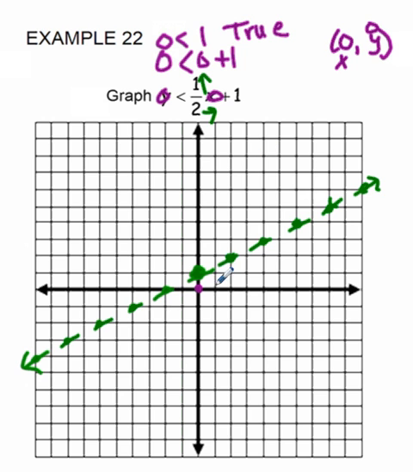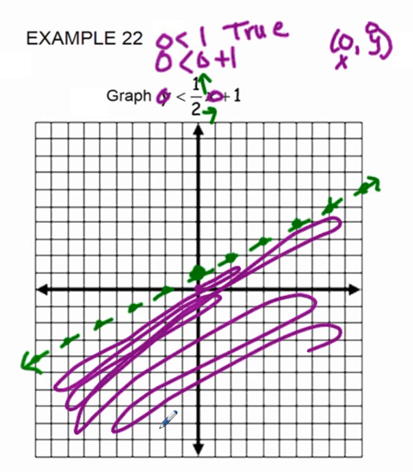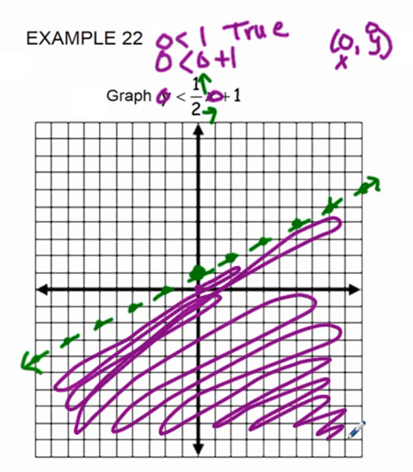So I'm going to shade the side of this graph line where 0 sits. So everything on this side of our graph line would be a solution to the system. Or I'm sorry, to the inequality.